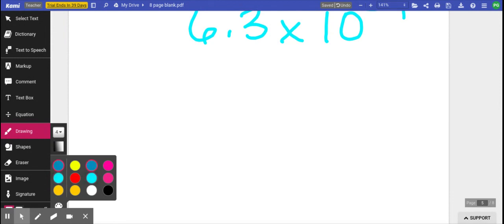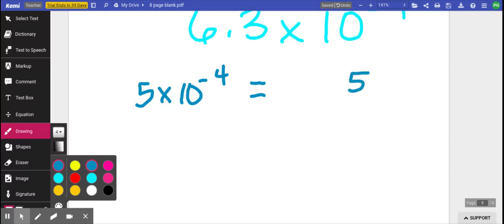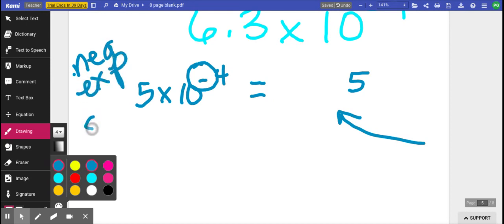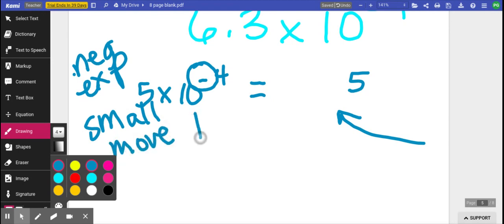Let's go the other way. Let's start with 5 times 10 to the negative 4. Expand that into standard notation. Well, I'm going to start with 5. I wrote my 5 way over here with space because I noticed the exponent's negative. Negative exponents talk about very small numbers. So we're going to move the decimal point to the left.